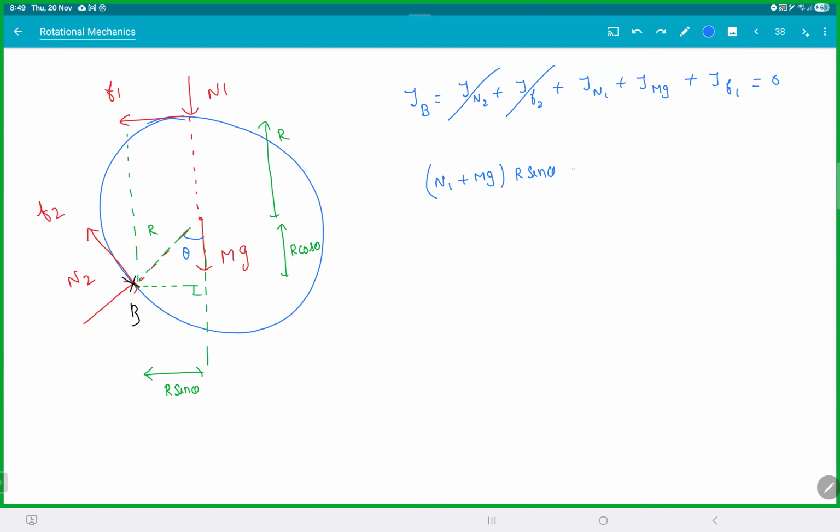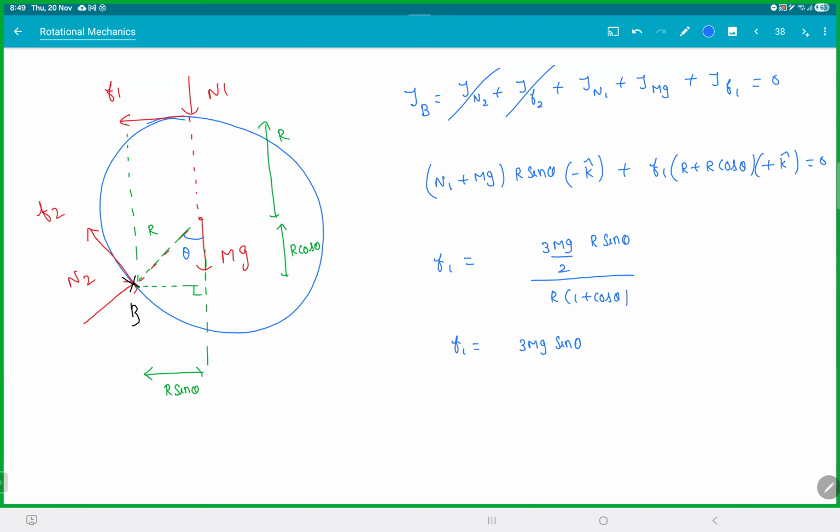And then this would be minus k cap. And then F1's torque will be F1 into R plus R cos theta. That direction will be plus k cap, equal to 0. F1 and N1's value is how much? mg by 2. So substitute there. That will be 3 mg by 2, R sine theta by R into 1 plus cos theta. R goes off. We end up with F1 is equal to 3 mg sine theta by 2 into 1 plus cos theta.